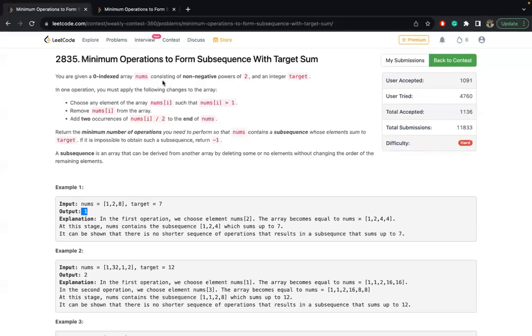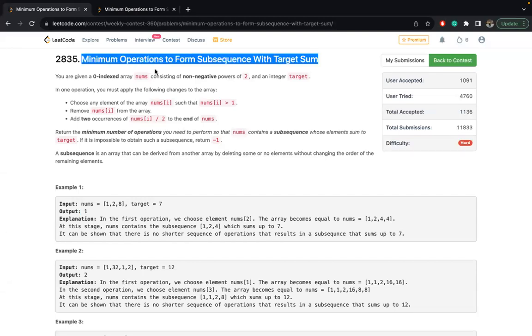Hello friends, in this video I'll be discussing the third question from today's weekly contest, that is the 360 Reload contest. And here is the question. You have to find out the minimum operations to form a subsequence with target sum.